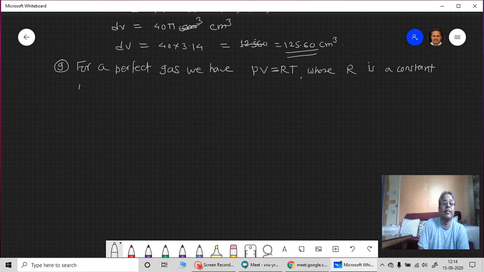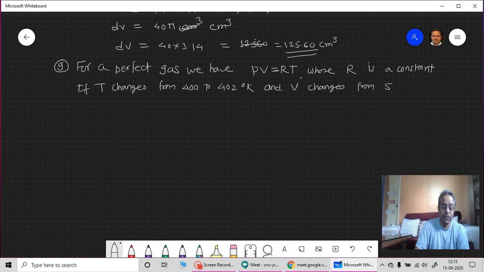Then if capital T changes from 400 to 402 degree Kelvin, and V, the volume, also changes from 5 meter cube to a new volume of 5.05 meter cube. Find the approximate change in pressure, change in P.